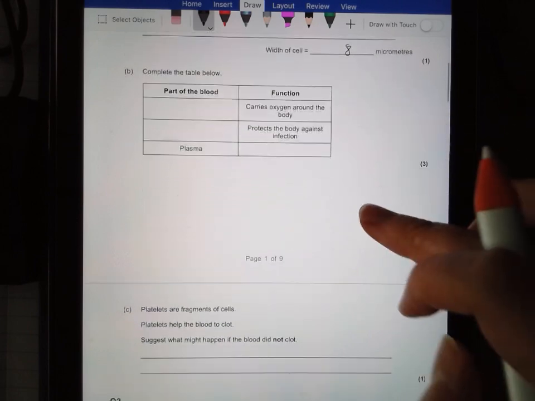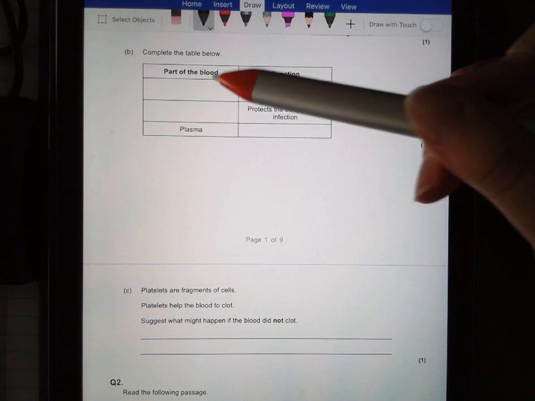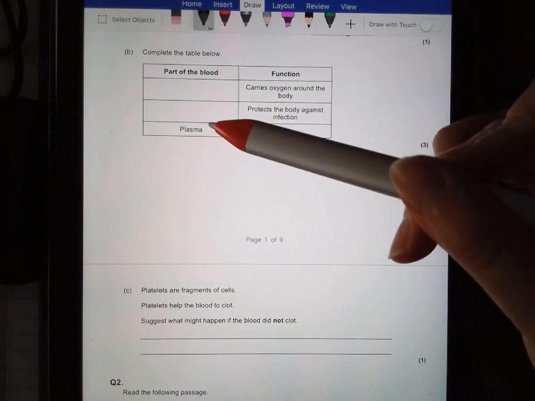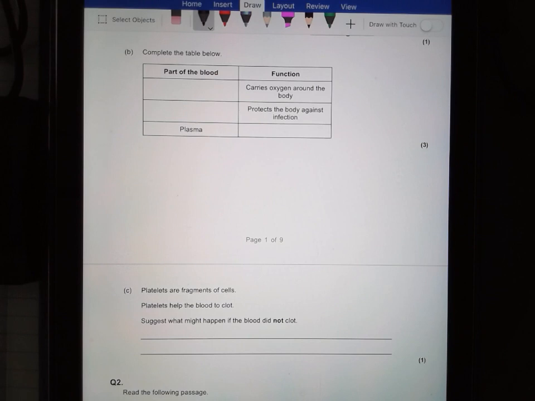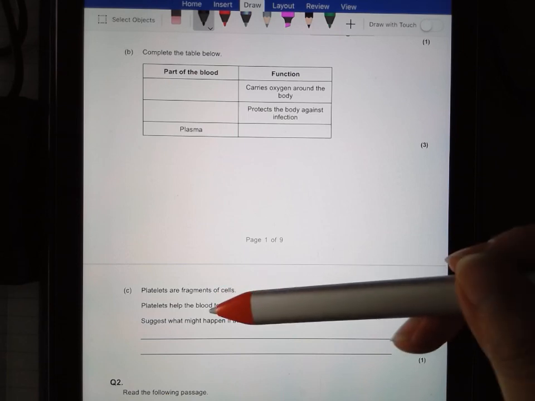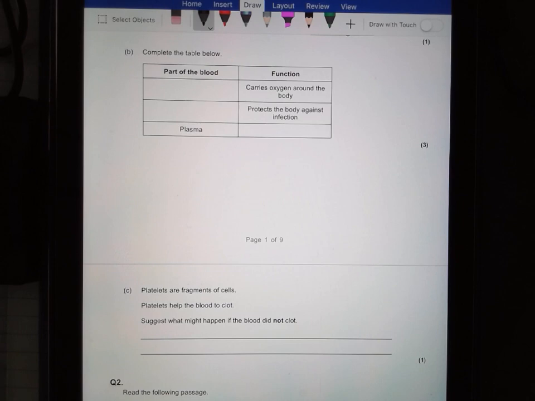The second question asks you to complete the table below. You need to say what part of the blood. So they give you the function, you write the part of the blood, and then for the plasma, you'll need to write the function of the plasma. That's going to be for 3 marks. And then underneath you see here, platelets are fragments of cells. They help clot the blood. What would happen if the blood did not clot? Answer those 2 questions and then press play again when you're ready to see the answers.